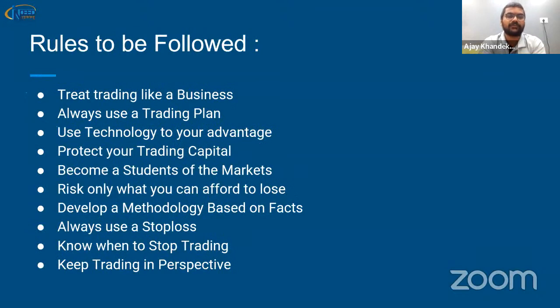So here are the rules to be followed in that. In other presentations, they are required skills. So here is the same, but just the name is changed: the rules.